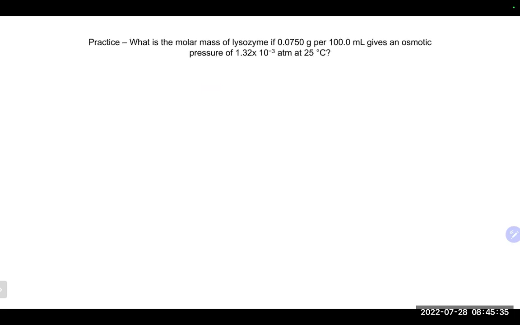All right, so why don't we try another one here? What is the molar mass of a lysozyme? Well, that is 0.075 grams per 100 milliliters, and gives an osmotic pressure of 1.32 times 10 to minus 3 atmospheres at 25 degrees Celsius. Okay, let's take a look at this one here.